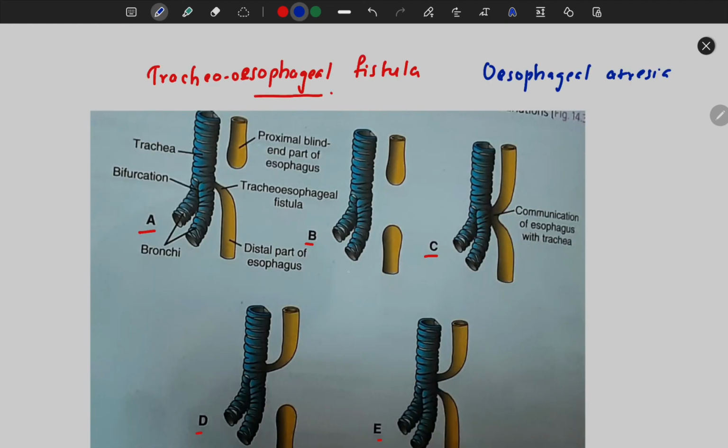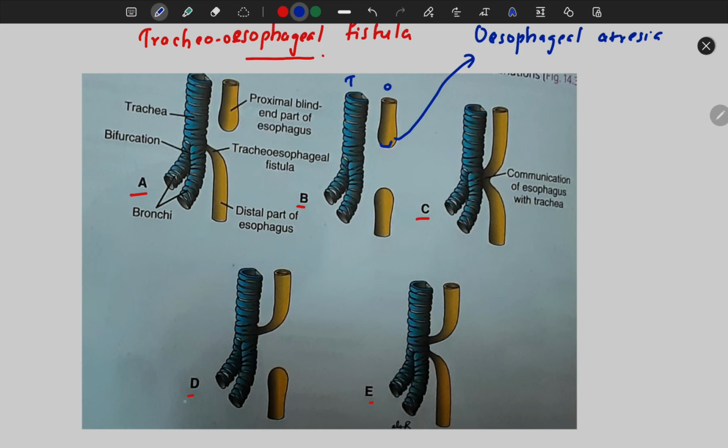In this type you can see that there are no abnormal connections, so there is esophageal atresia. This is the esophagus and this is the trachea. Atresia means there is no opening here, it is closed. In this condition the proximal part of the esophagus is communicating with the trachea, whereas the distal end is not communicating with the trachea. So this can be called a proximal fistula.